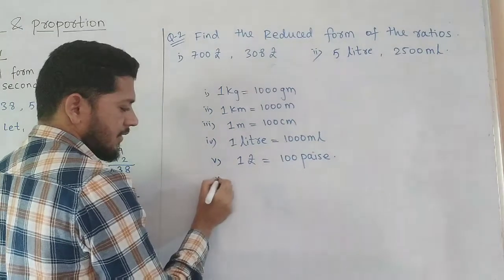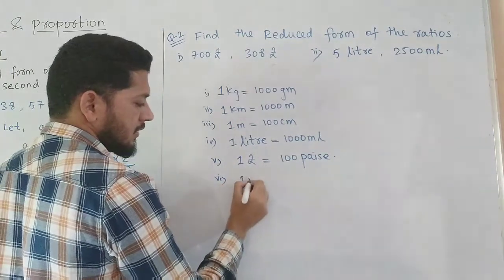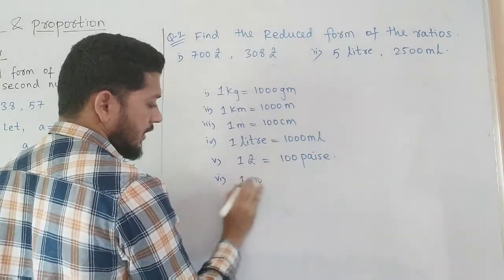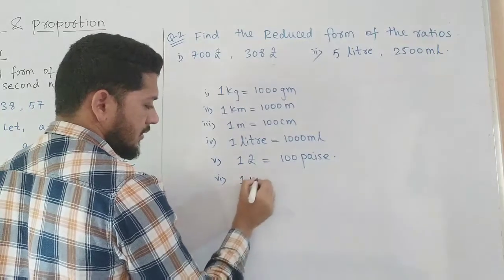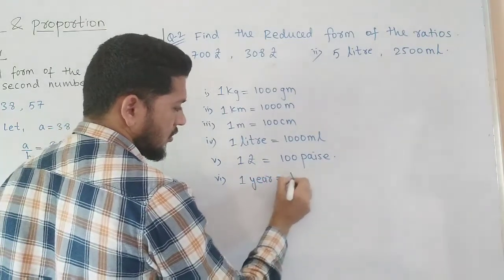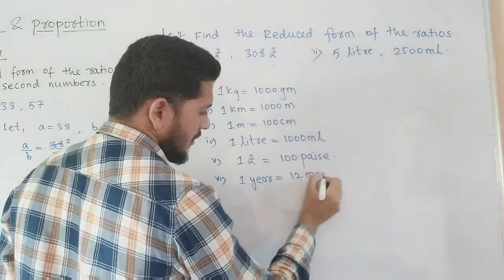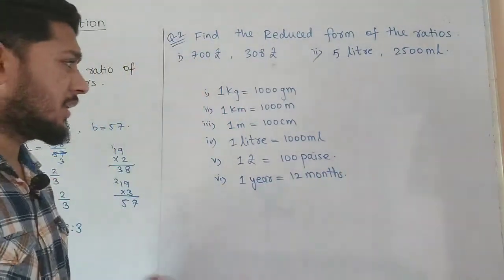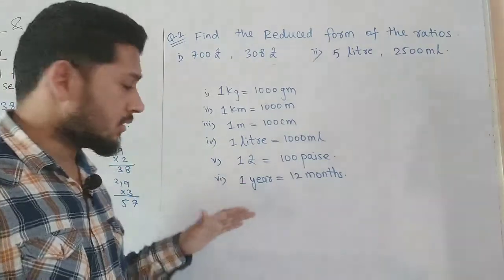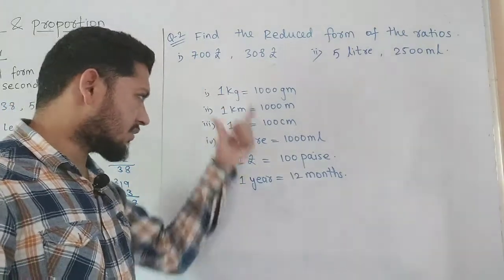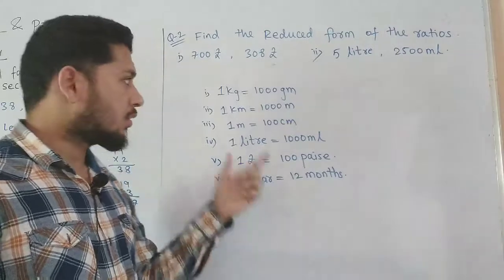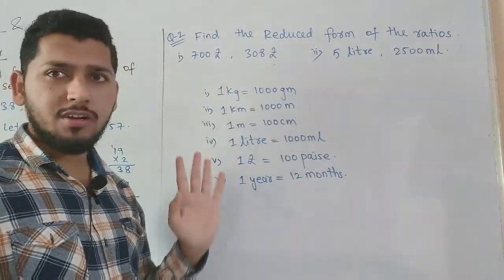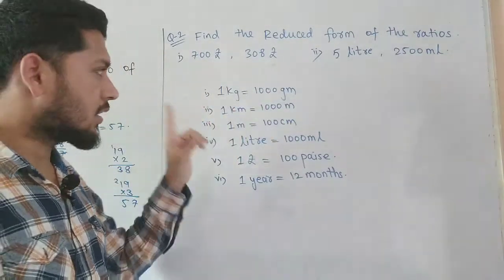Then sixth, 1 year carries 12 months. So you have to understand all these quantities. There are many more, but in your textbook the questions are given in these quantities only. First, 1 kg has 1000 grams, which means 1000 grams carry 1 kilogram.